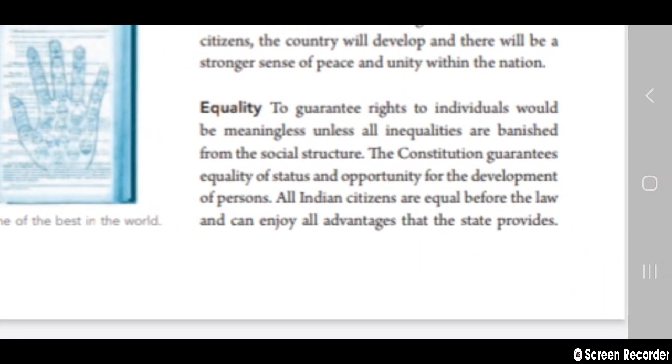Next is equality. To guarantee rights to individuals would be meaningless unless all inequality is banished from the social structure. All inequality is removed, and the Constitution guarantees equality of status. The Constitution guarantees equality of status and opportunity for the development of the person, and all Indian citizens are equal before the law and can enjoy all the advantages that the state provides for them.